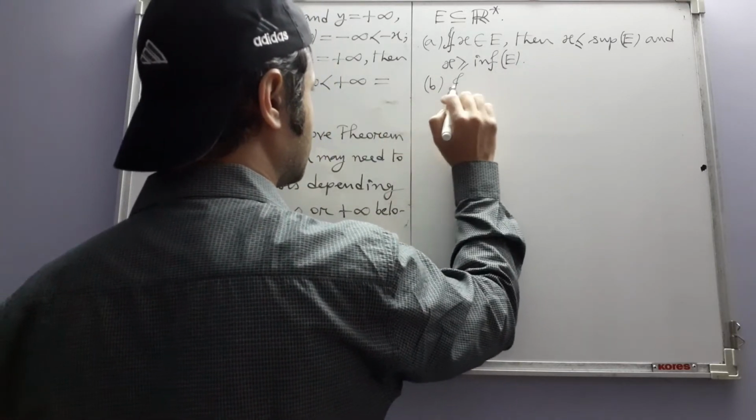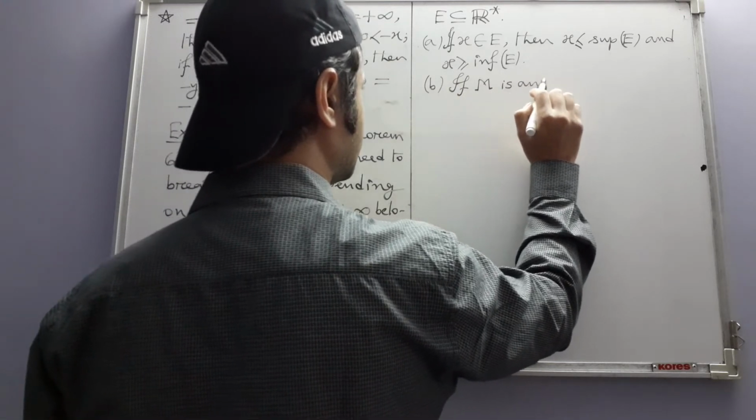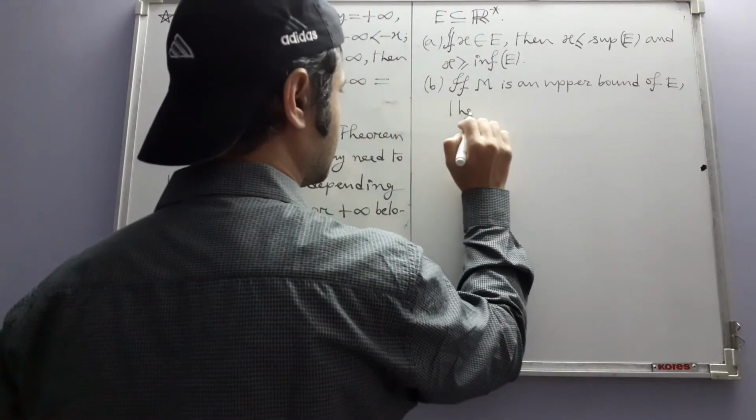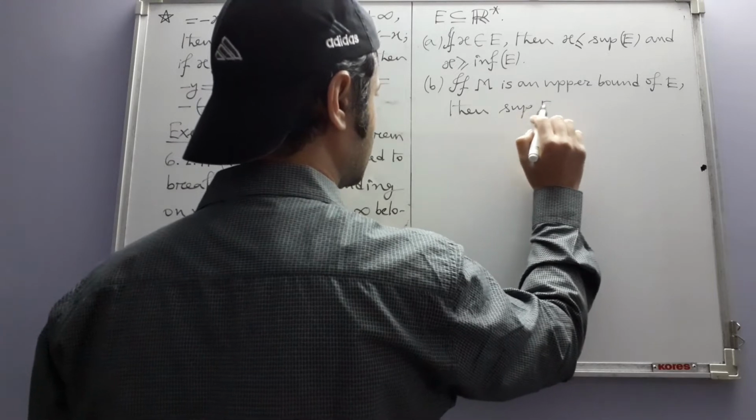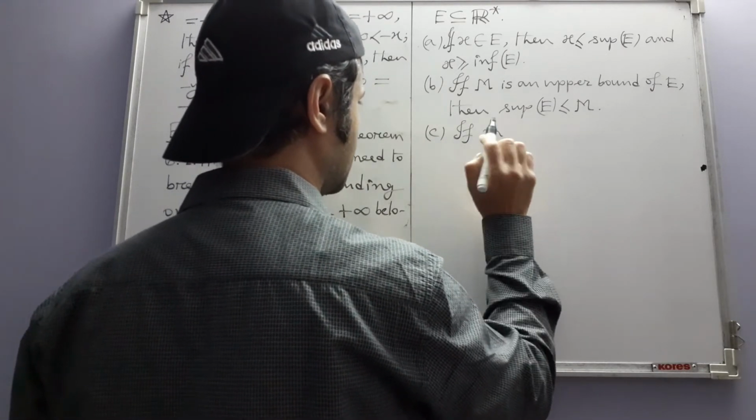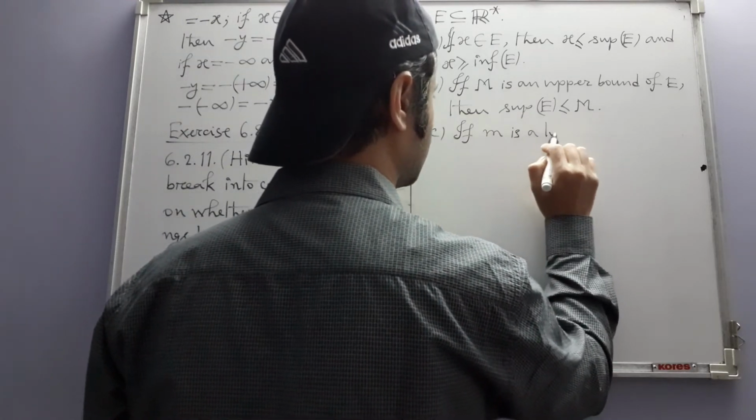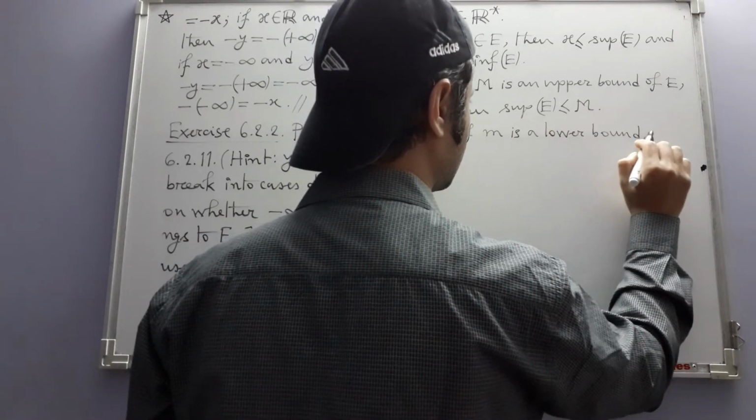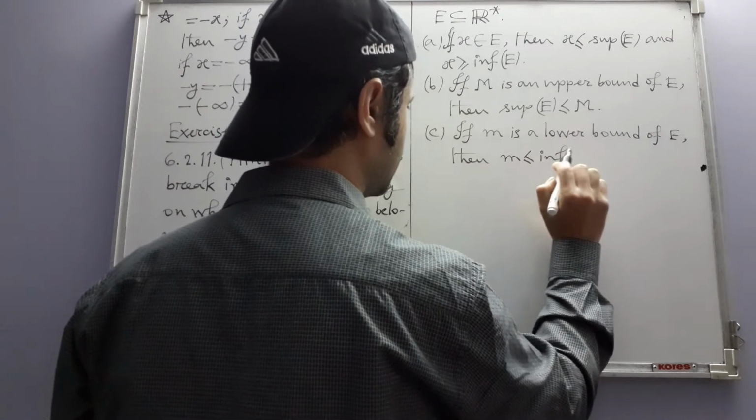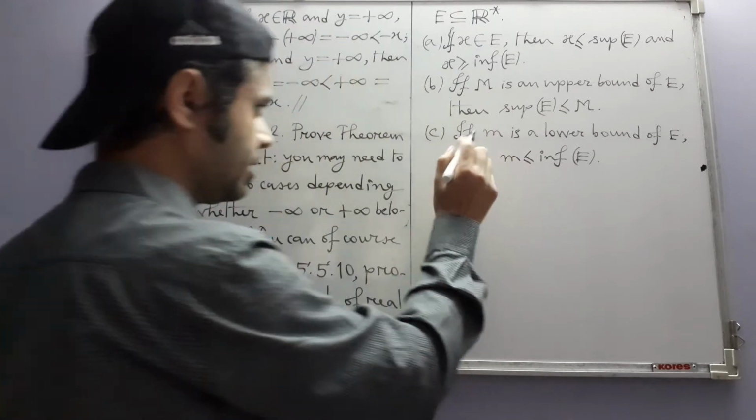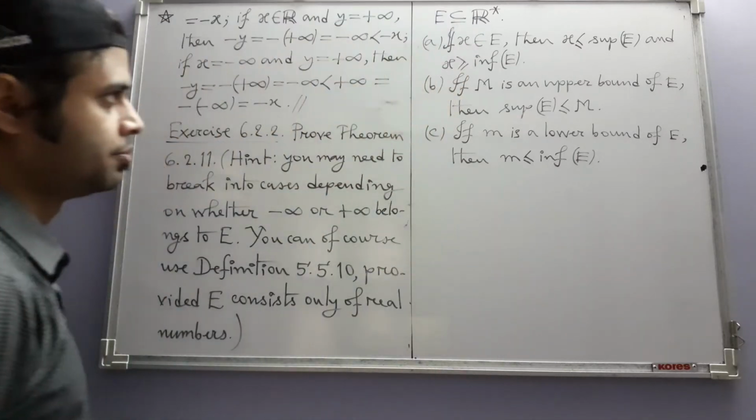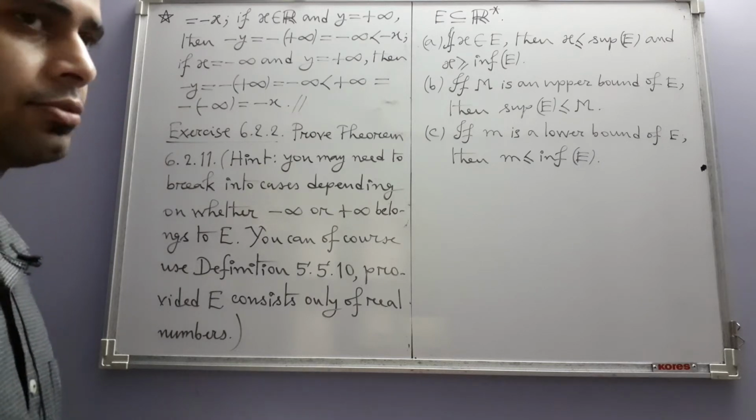In part B, we have this. If capital M is an upper bound of E, then the supremum of E is less than or equal to capital M, and in part C we have the lower bound version. If small m is a lower bound of E, then small m is less than or equal to the infimum of E. Actually, in the text again capital M is given, but it feels nice to use small m to denote the lower bound. Okay, so let's now see the solution.